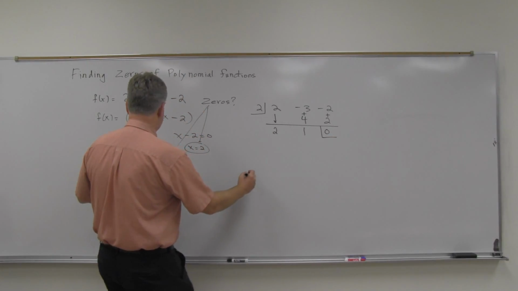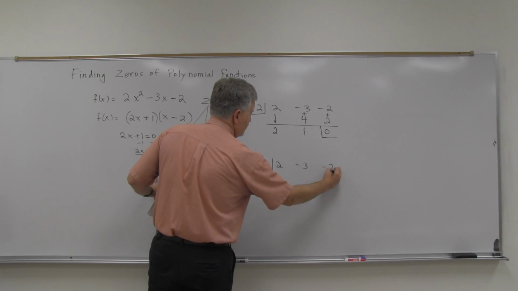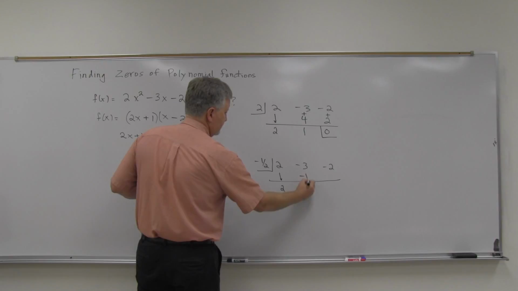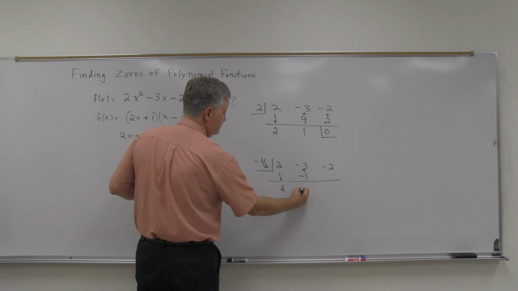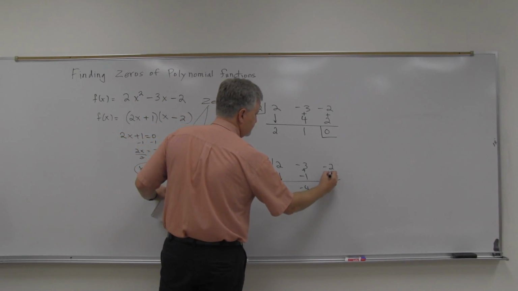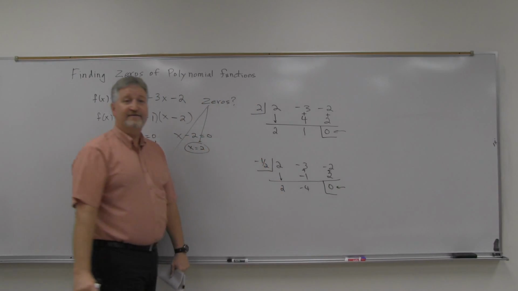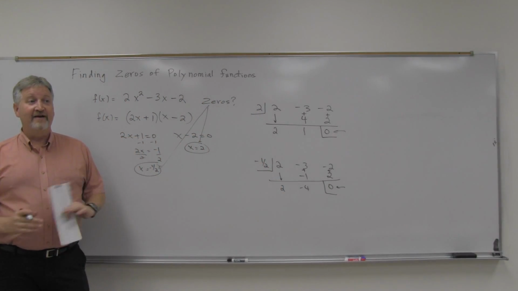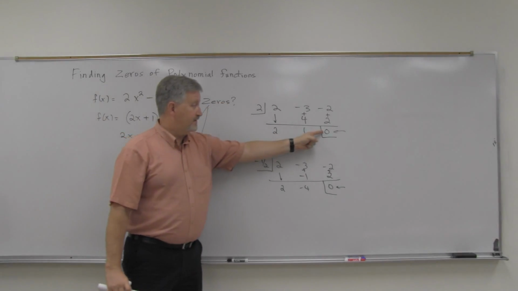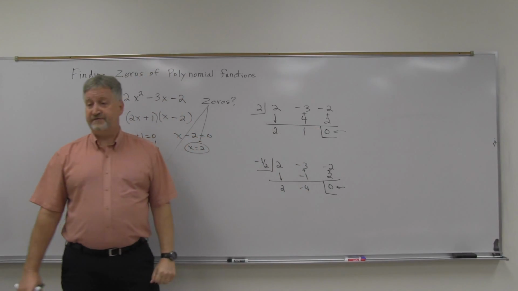And the same thing happens if I do the -1/2. See what happens there, bring down the 2. 2 times -1/2 is -1. -3 plus -1 is -4. -4 times -1/2 is +2, and then add those, you get 0. So in both cases, it's not a coincidence: when I have a 0, if you do the synthetic division, you get a remainder of 0.